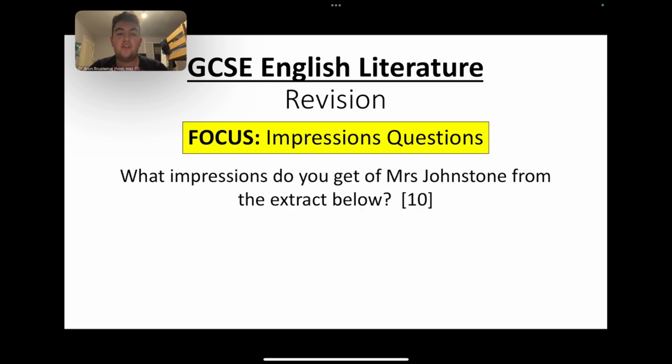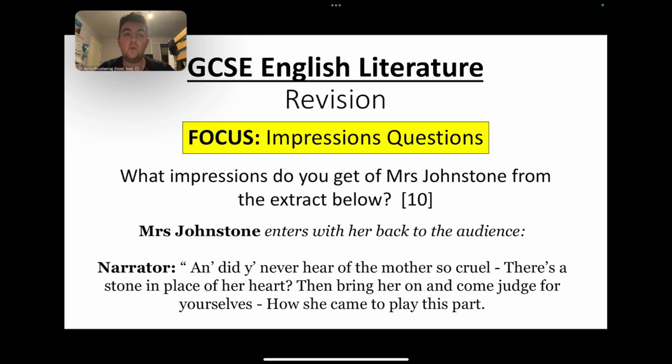So, first of all, the thing that we're going to be looking at is Blood Brothers. Now, Blood Brothers is a play. It was written a long time ago, but it's also got a book, though it gives you stage directions and stuff like that. And the question that we're going to be aiming to answer by the end of this session is, what impressions do you get of Mrs. Johnston from the extract below?